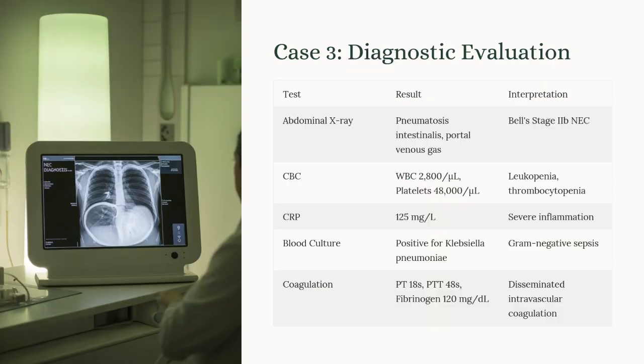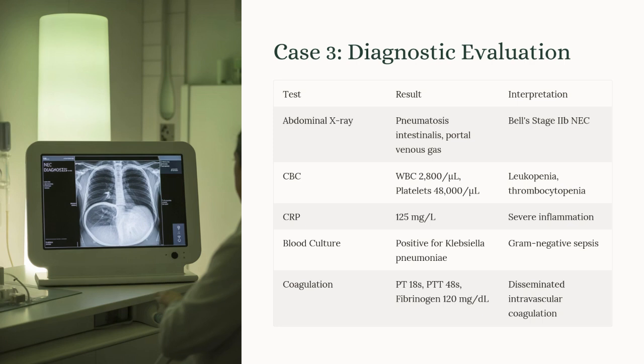Let's zoom into the diagnostics. Abdominal X-ray: pneumatosis intestinalis, portal venous gas. That's Bell stage IIB NEC. CBC: WBC down to 2,800. Platelets dangerously low at 48,000. CRP through the roof, 125 milligrams per liter. The body is on fire. Blood culture positive for Klebsiella pneumoniae.